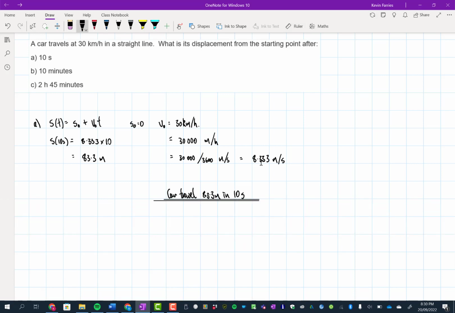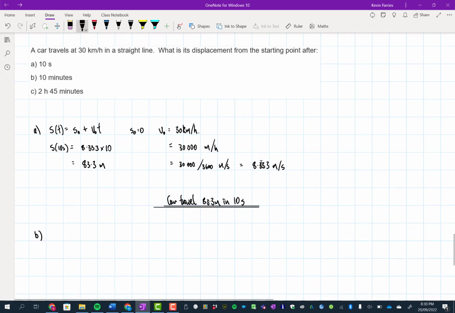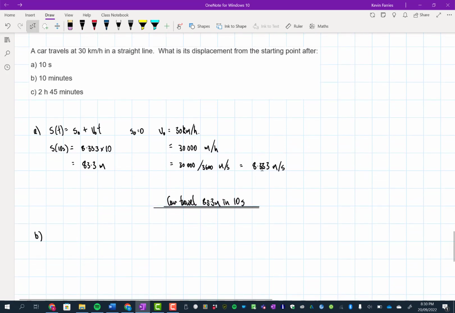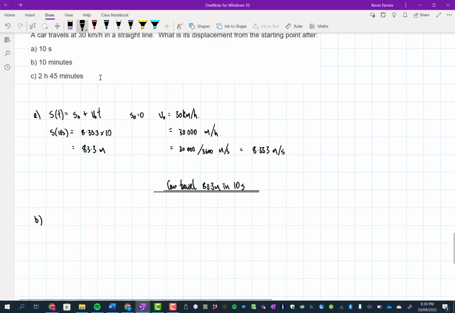A sprinter could run faster. Okay, B, which is sensible, it's pretty slow, 30 kilometers an hour. So the next one's asking in 10 minutes. We've already figured this out in meters per second. Let's change this to seconds. So the time that we're looking for is equal to 10 minutes, 60 seconds in a minute, which equals 10 times 60 seconds, which equals 600 seconds.